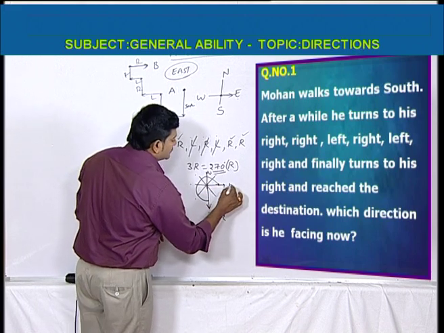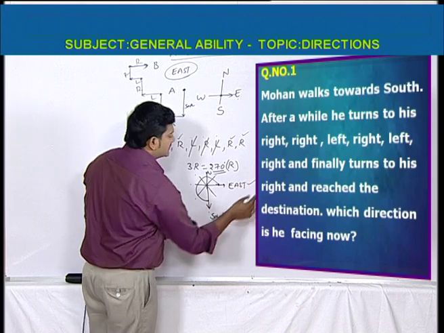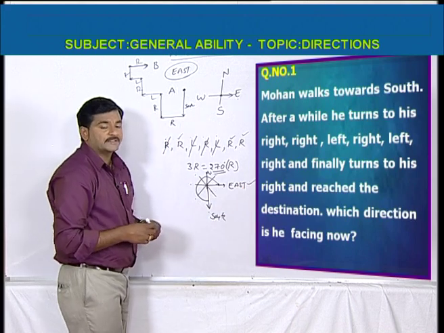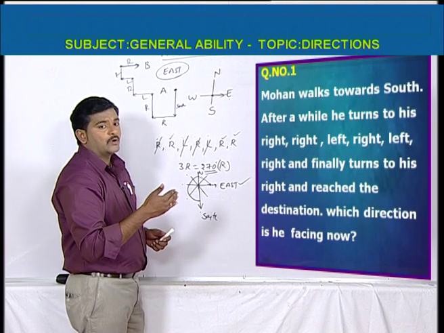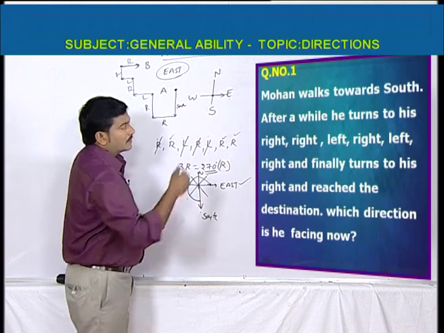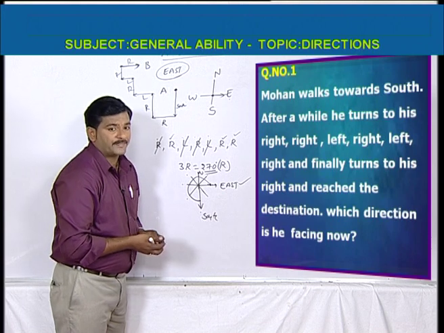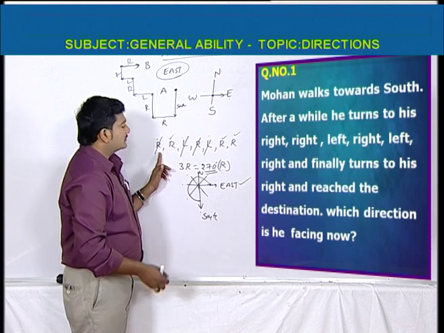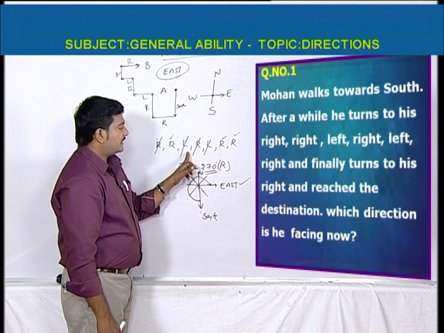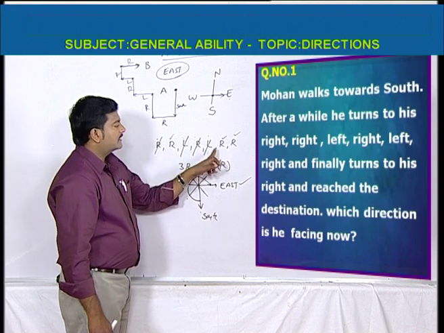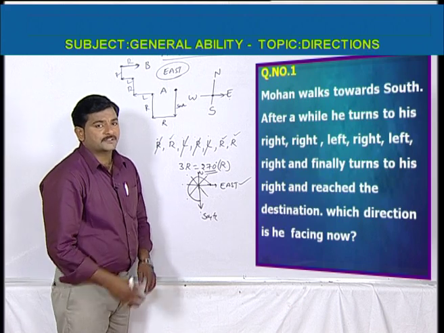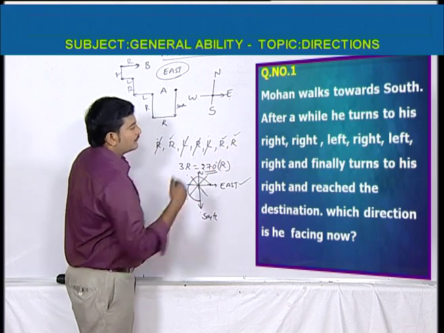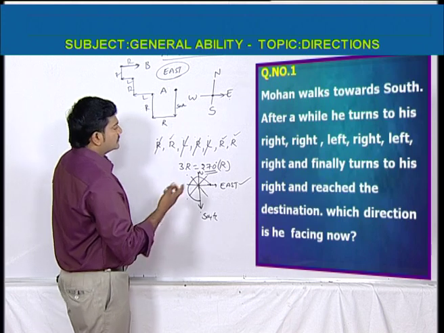What does it mean? Here also, simply we can say the person is walking towards which direction? East direction. I repeat this question once again. Mohan walks towards south. Mohan walks towards right. Then after a while he turns right, left, right, and finally turns right and reached his destination. Which direction is he facing now?